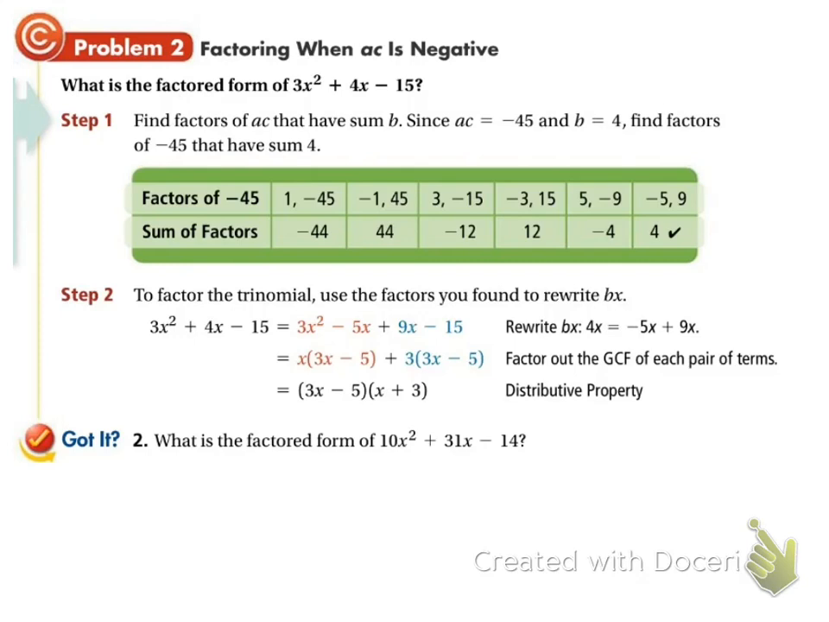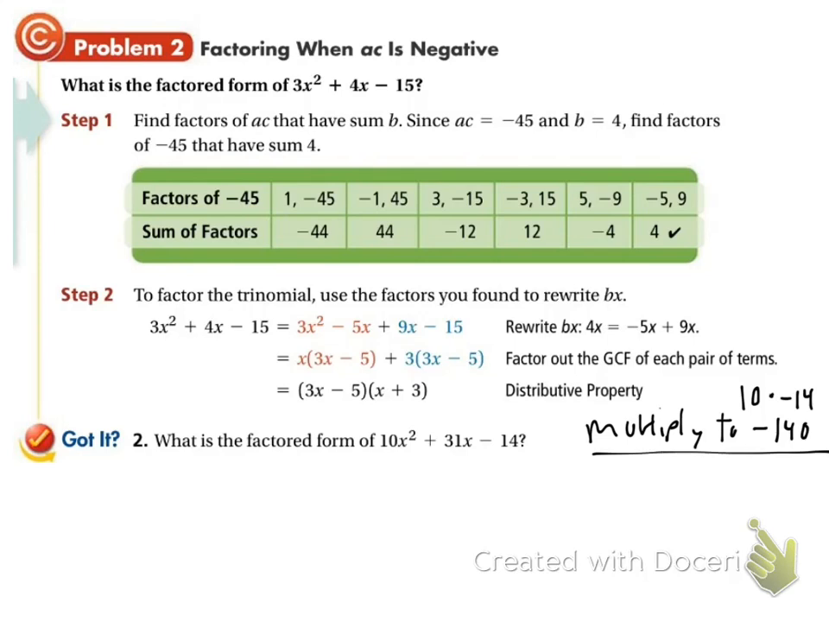Okay, so we're going to do that again. The only thing that's different is that this last number is negative. Remember, when our last number is negative, that's when we have 2 columns of options, right? So we're looking for numbers that multiply to, and remember, I need to do 10 times negative 14, which gives me negative 140.